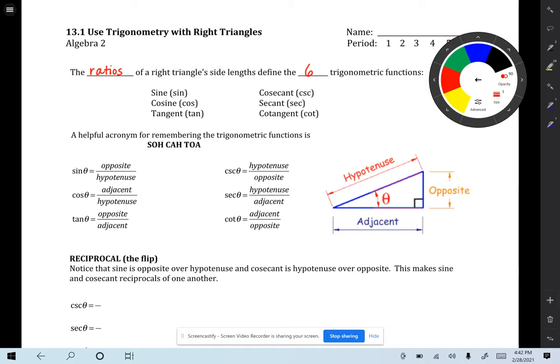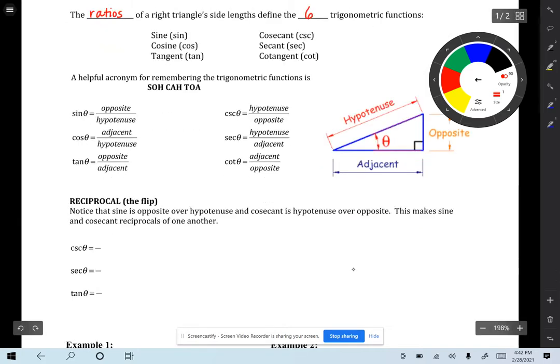A helpful acronym for remembering the six trigonometric functions is Sohcahtoa, and I'll tell you what that means in a second. But before I do, look at the right triangle that's been sketched on the far right. That angle there, this angle right here, is called theta. It's the Greek letter theta. And that's the angle that you're interested in looking from.